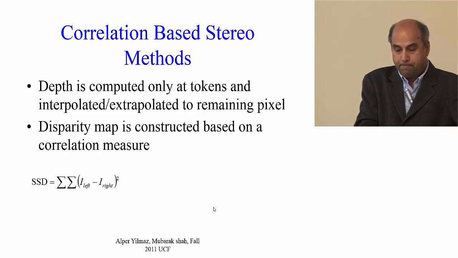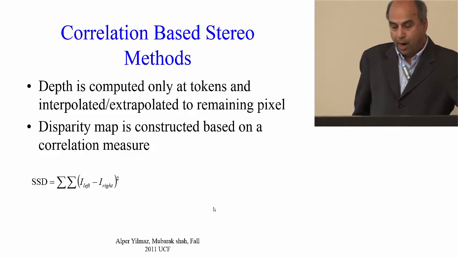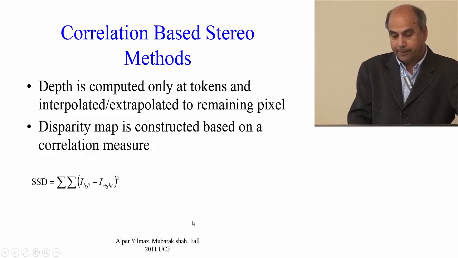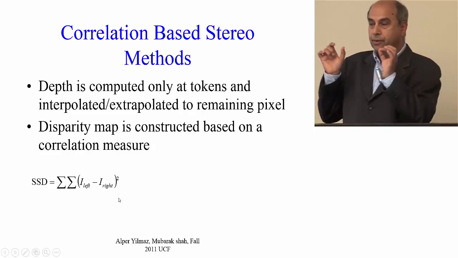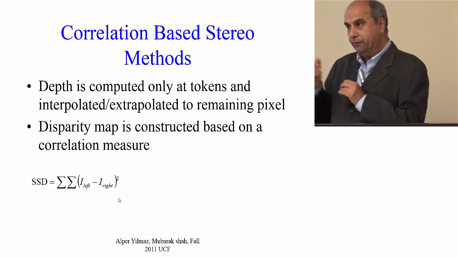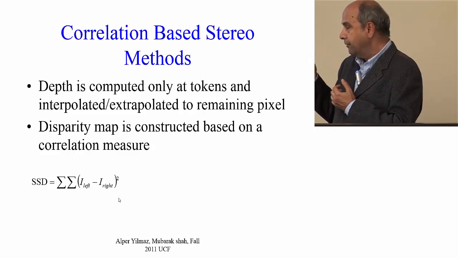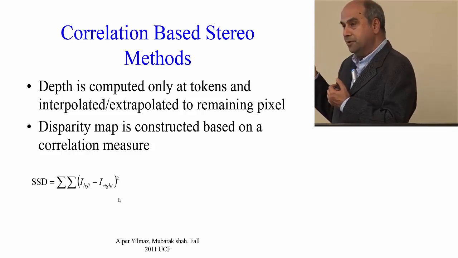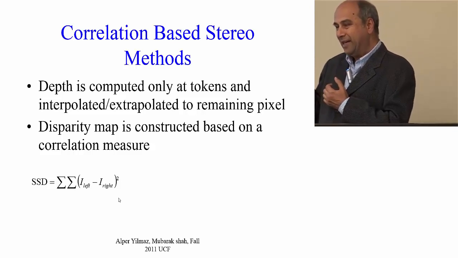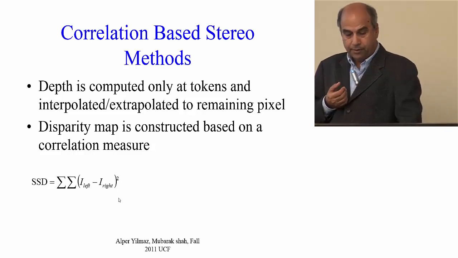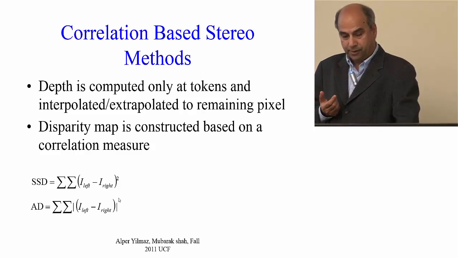So now how do we do correlation? We will take a patch in the left image and the corresponding patch in the right image, and do the sum of squared differences as we did before in optical flow and so on. Find the difference, square it, sum it up for all the pixels. It's a 2D window, and if it's exactly the same, it'll be zero, but if it matches well, you get a small number. So this is one way of correlation, sum of squared differences.